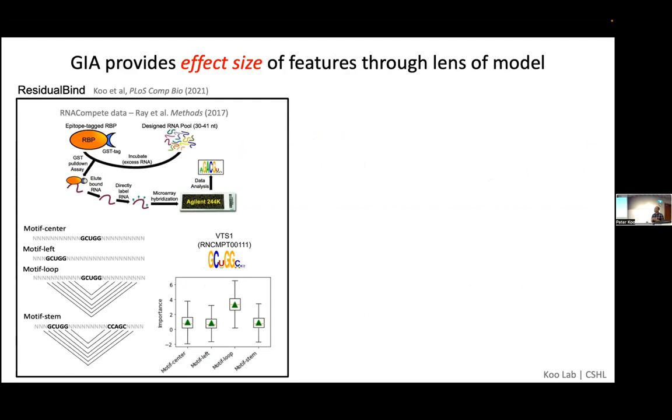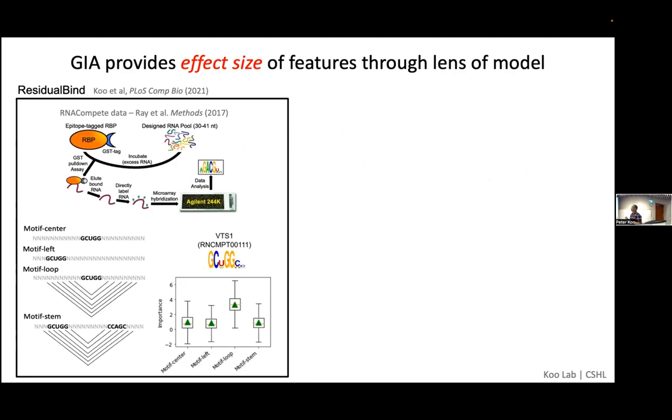So here's an example of how GIA has been helpful. Here I have a ResidualBind model that was trained on RNAcompete data. This is data that measures the RNA sequence specificity of RNA binding proteins. And this RNAcompete assay was created here at University of Toronto by the Hughes Lab. Basically the idea is that it's just like a microarray, but for RNA-protein interactions.